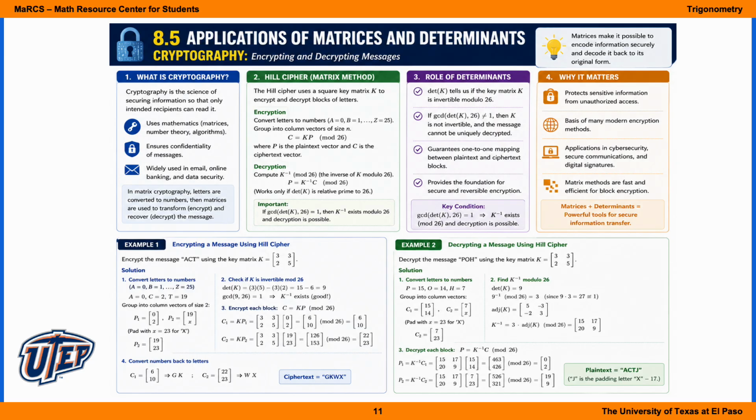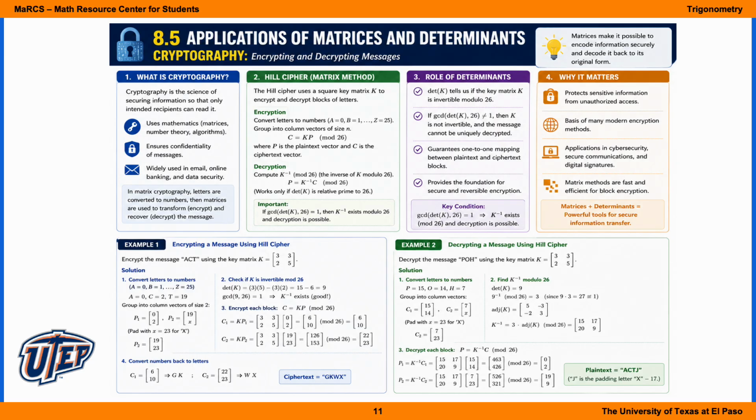We are told to encrypt the message ACT by using the key matrix K equal to the 2x2 matrix with entries 3, 3, 2, and 5. First we convert the letters A, C, and T to their respective numbers. A is equal to 0, C is equal to 2, and T is equal to 19. Now we can group them into column vectors of size 2. P1 is equal to 0, 2 for the A and the C. And P2 is equal to 19, and then we'll pad with an X since we don't have another letter. X we will let equal 23 because that's its number form.